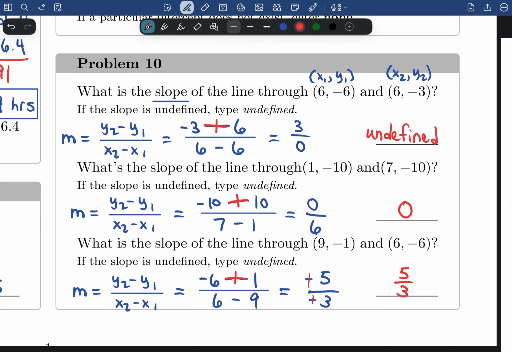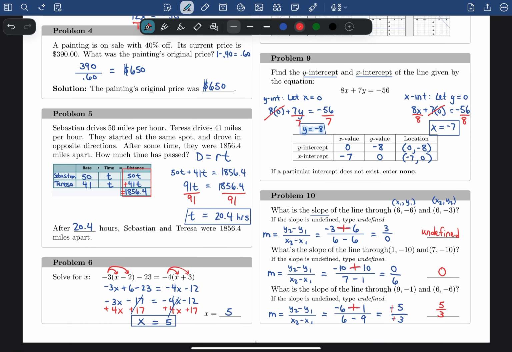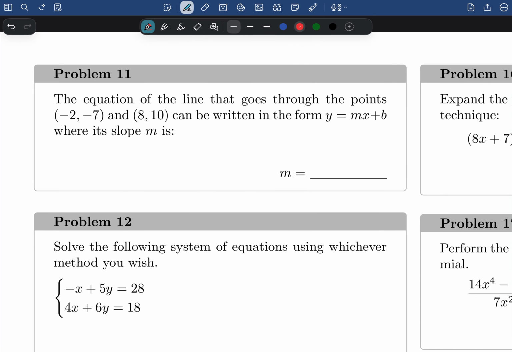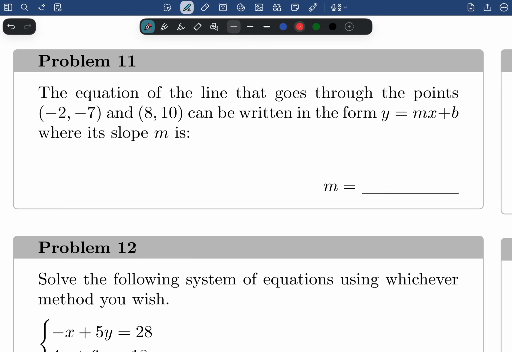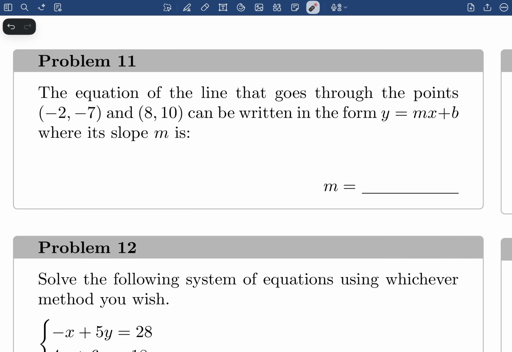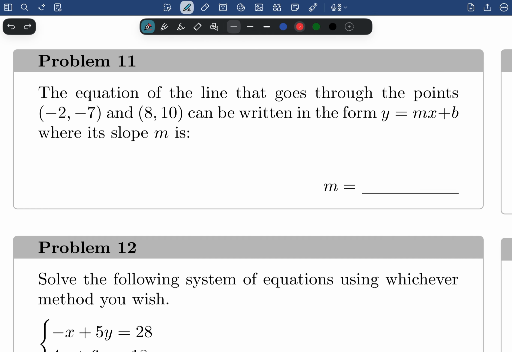All right, let's go ahead and proceed forward into problem number 11. Here it is. The equation of the line that goes through the points negative 2 comma negative 7 and 8 comma 10 can be written in the form y equals mx plus b, where its slope m is what? And once again, they're asking me what is the slope of the line that passes through these 2 points. So I get out the slope formula one more time in this review.